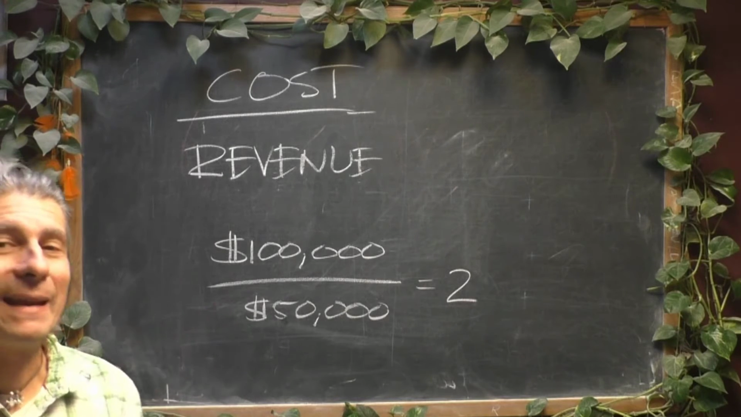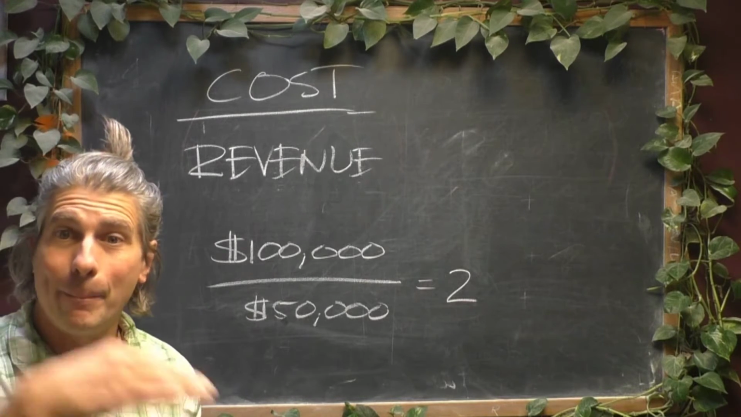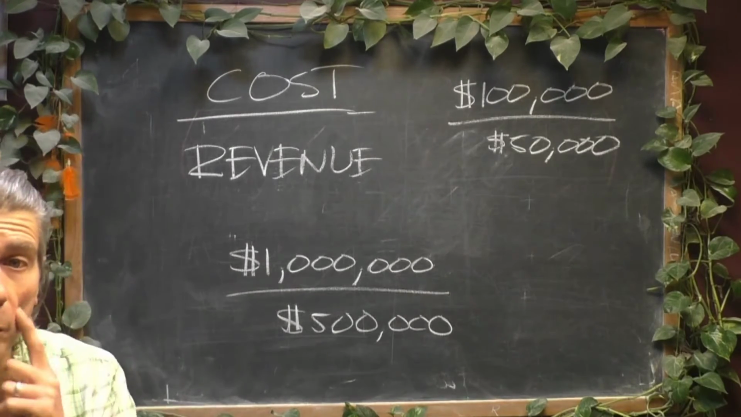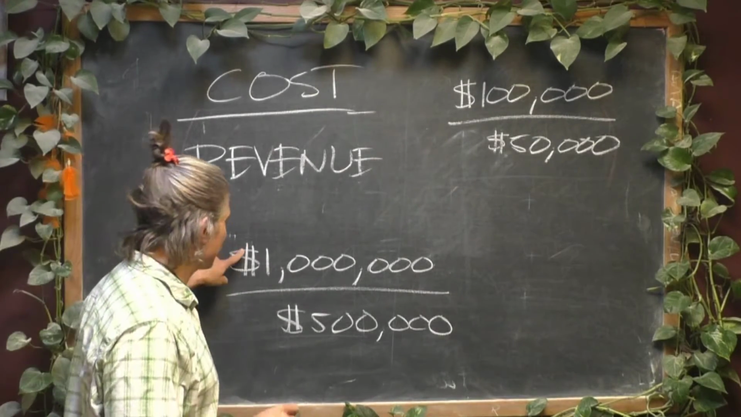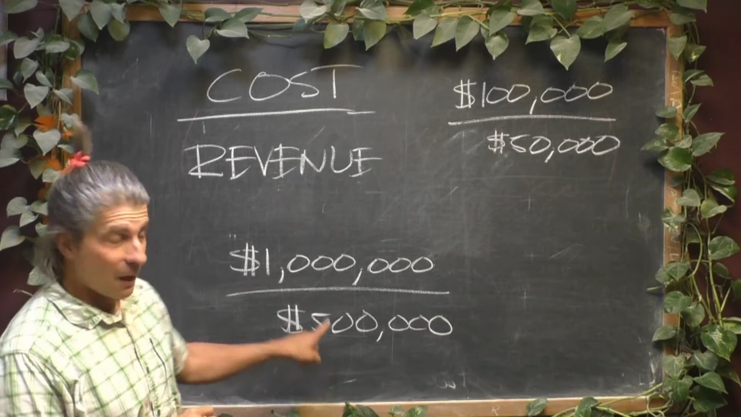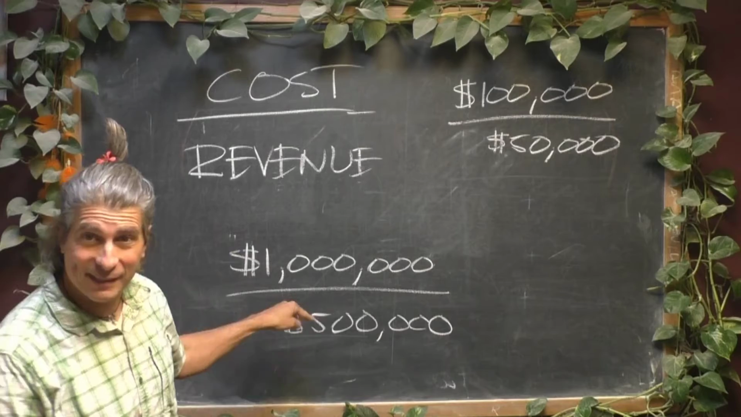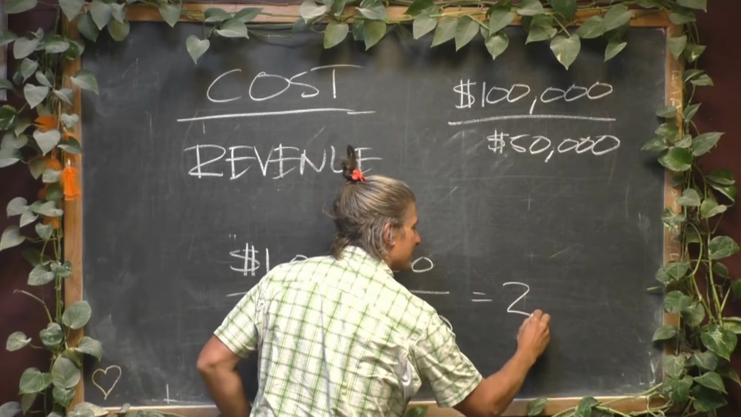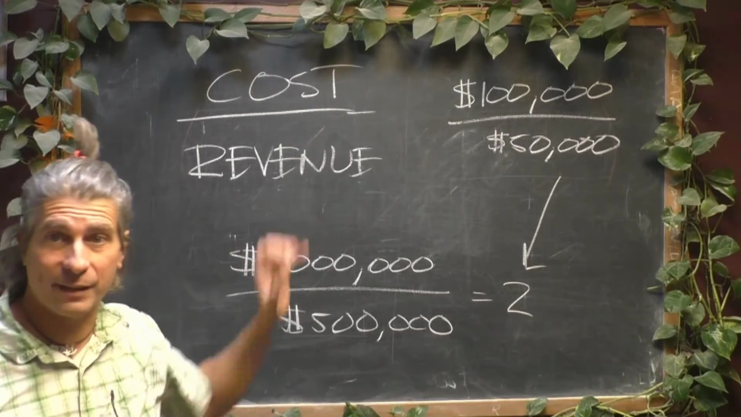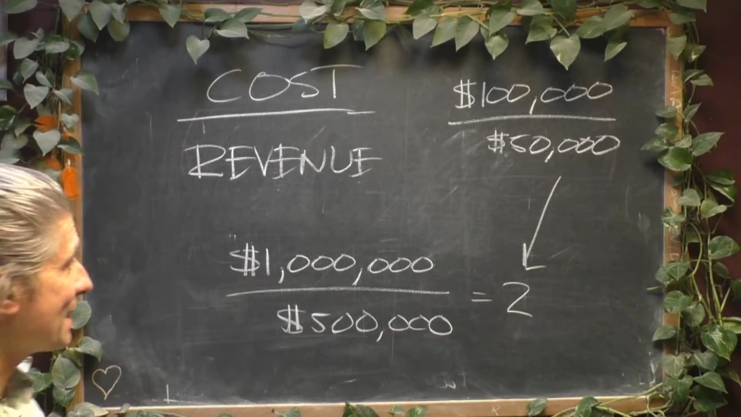And this is one of my biggest complaints about this metric. Check it out. Let's suppose a set of courses costs $1 million and brings in $500,000. The value of the metric for this set of courses is also 2, which is the same it was for that set of courses up there. Now, why does this bug me?